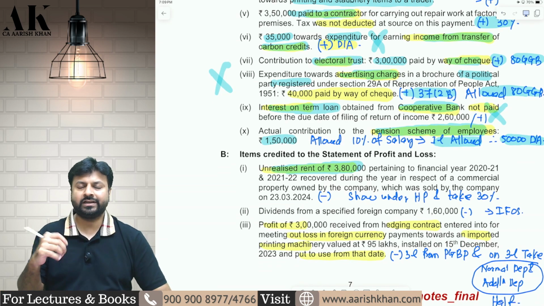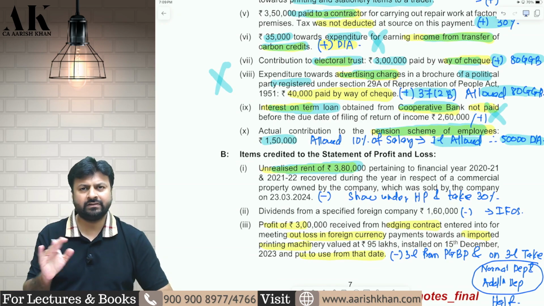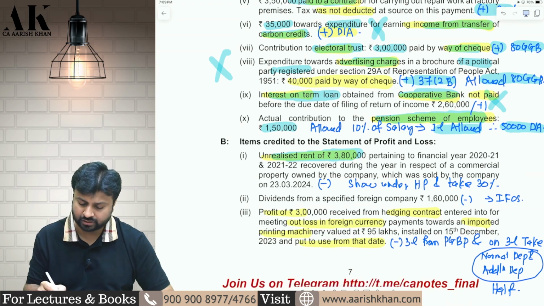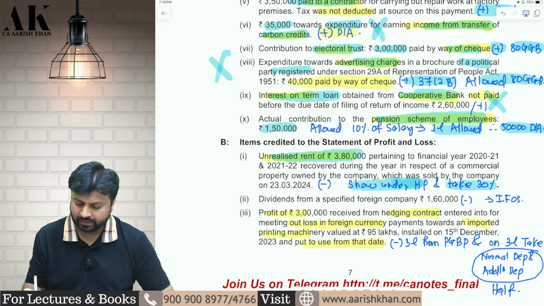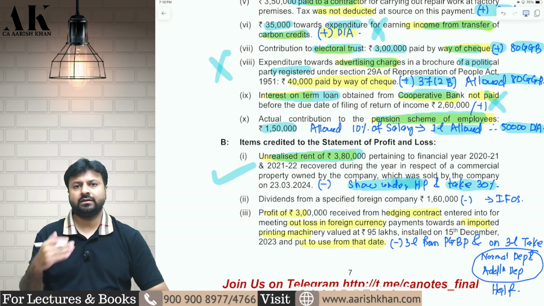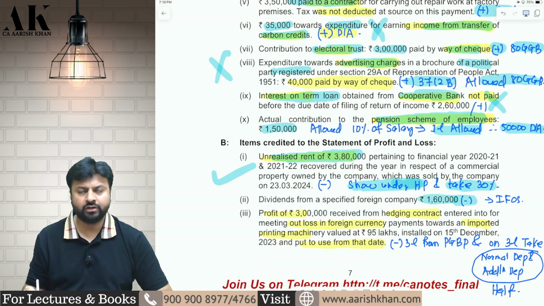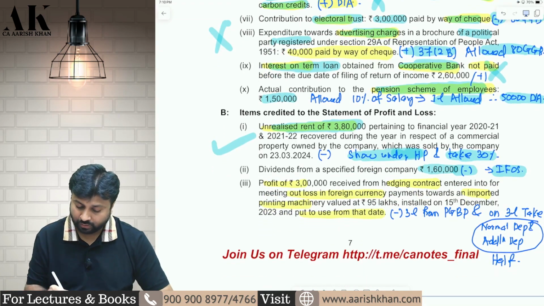Unrealized rent. What is the treatment of unrealized rent? Unrealized rent is taxable whenever it is received. Whenever it is received, it is taxable. Yes, subject to flat 30% standard deduction. So you reduce this unrealized rent from here, show it under house property, take 30% deduction and pay the tax on that. Next one, if you receive any dividend, reduce it from PGBP income and show it under IFOS. Okay, I hope it is clear. Next one, you are importing some machinery.